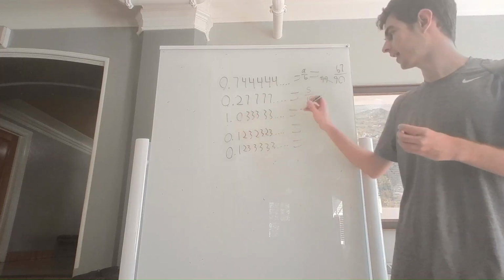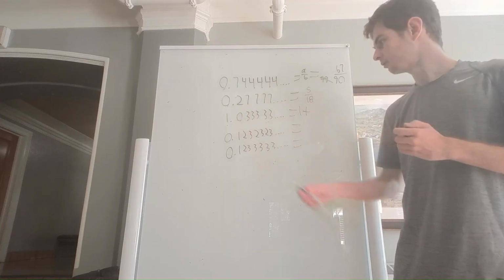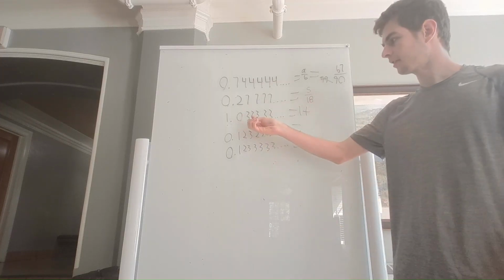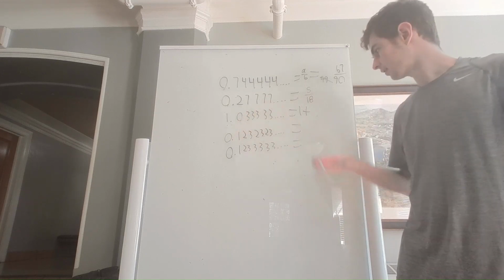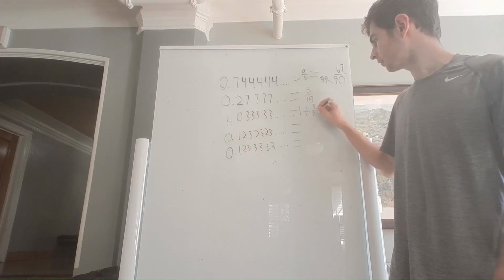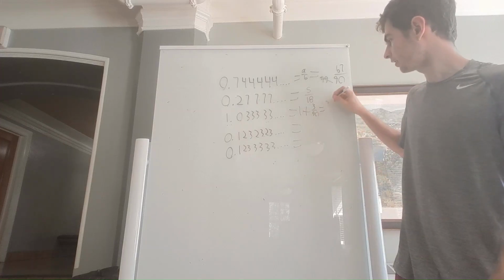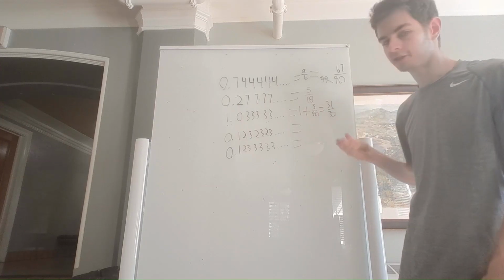In this case, you have to add the 1 from before. 1 plus 0, 3. 3 minus 0 is 3 over 90. So not simplifying, and then you can simplify after. You get 31 over 30.